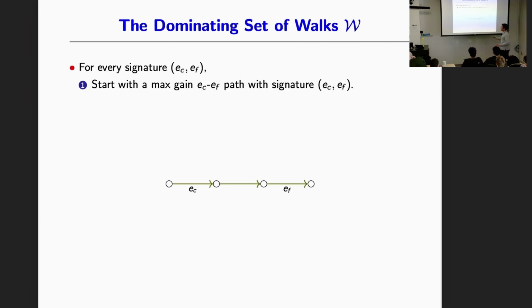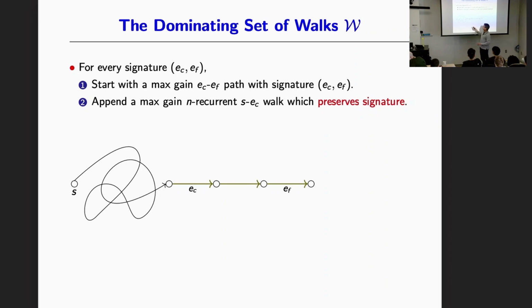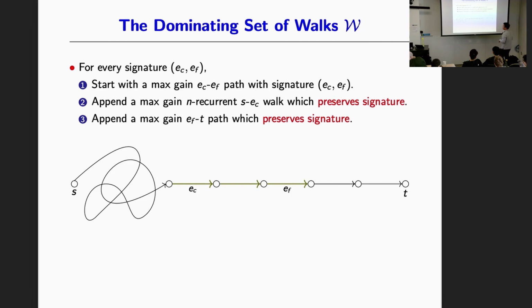So we fix the signature ECEF. The middle part is going to be a max gain ECEF path with the same signature. On the left, we're going to append a max gain n recurrent walk that starts from S and terminates at EC that preserves the signature of the whole thing. And then on the right, we're going to append a max gain EFT path, which also preserves the signature of the whole thing. Okay? So for every signature, we have such a walk.